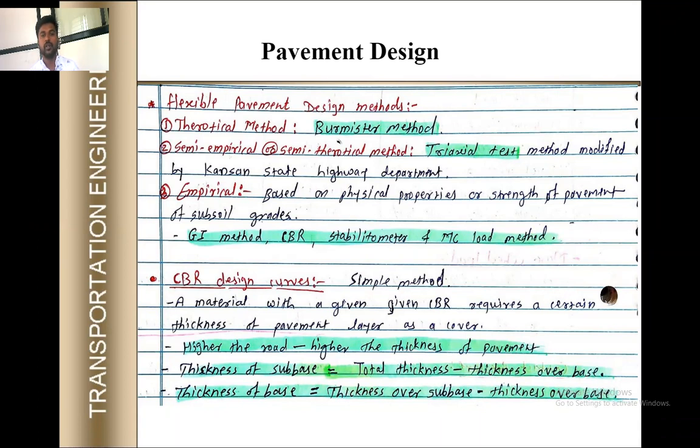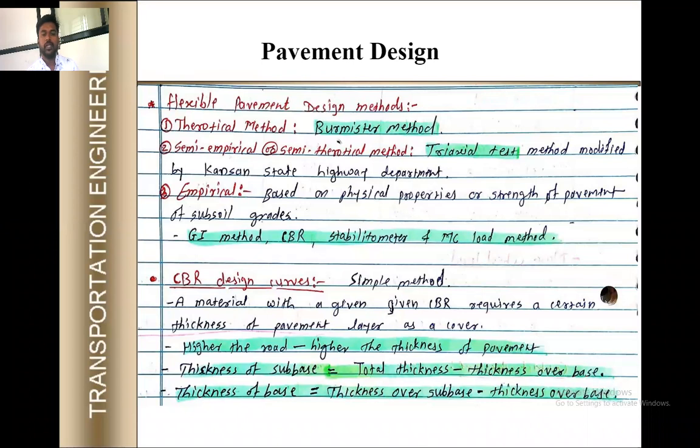Then the empirical method is based on the physical properties or the strength of the pavement and the subsoil grades. The different methods are the GI method, CBR method, stabilometer, and the McLeod method. So these are the different methods of designing flexible pavement. In that, we will see the first and very simple method, that is the CBR design method. The CBR method is very simple and mostly used for the design of flexible pavement.